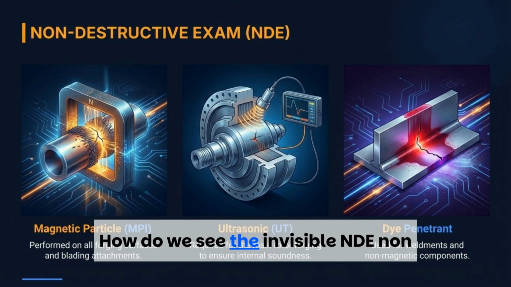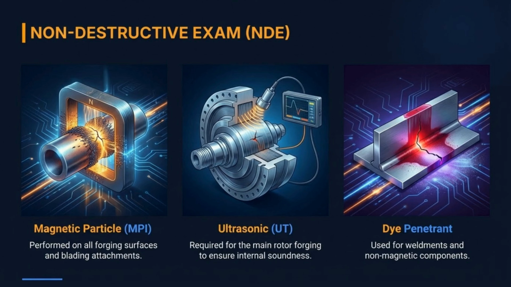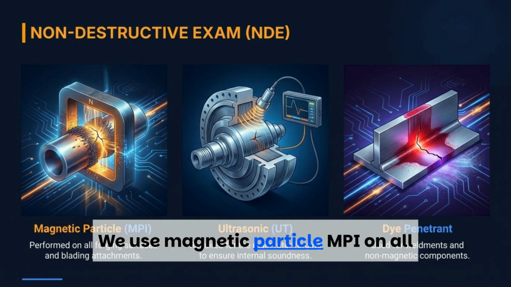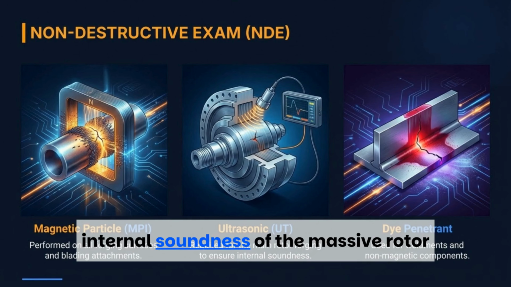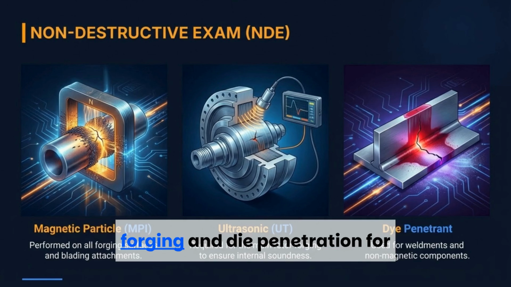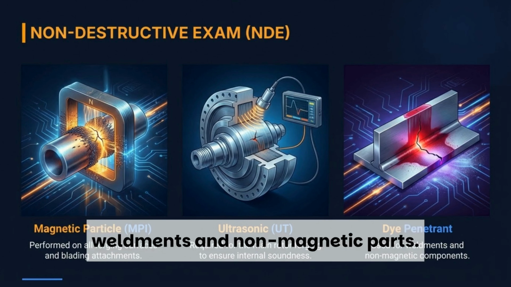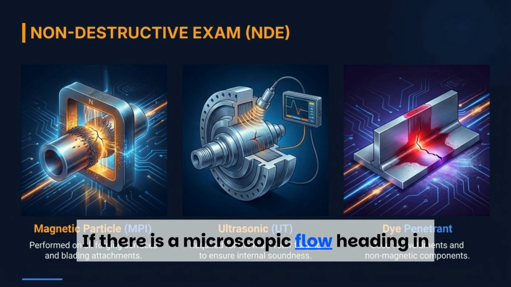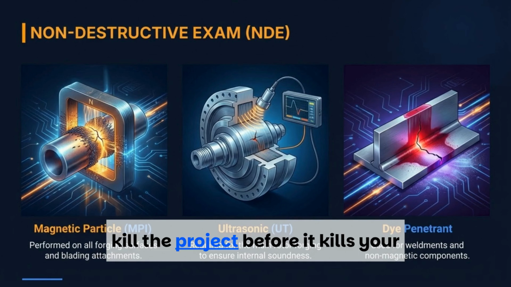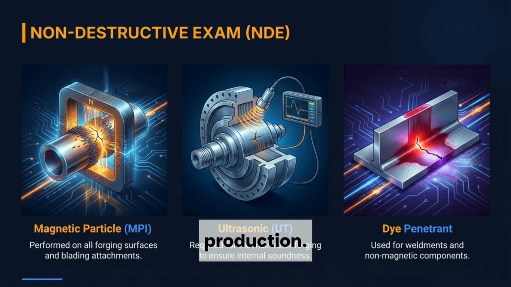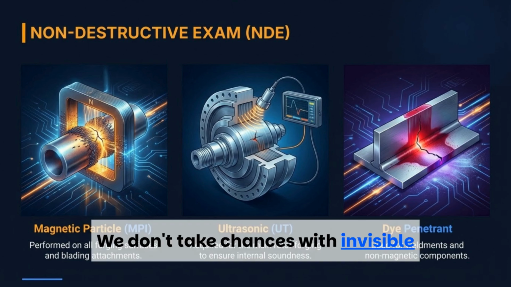How do we see the invisible? NDE, non-destructive examination. We use magnetic particle MPI on all forging surfaces, ultrasonic UT to scan the internal soundness of the massive rotor forging, and dye penetrant for weldments and non-magnetic parts. If there is a microscopic flaw hidden in the metal, this test will find it and kill the project before it kills your production. We don't take chances with invisible cracks.